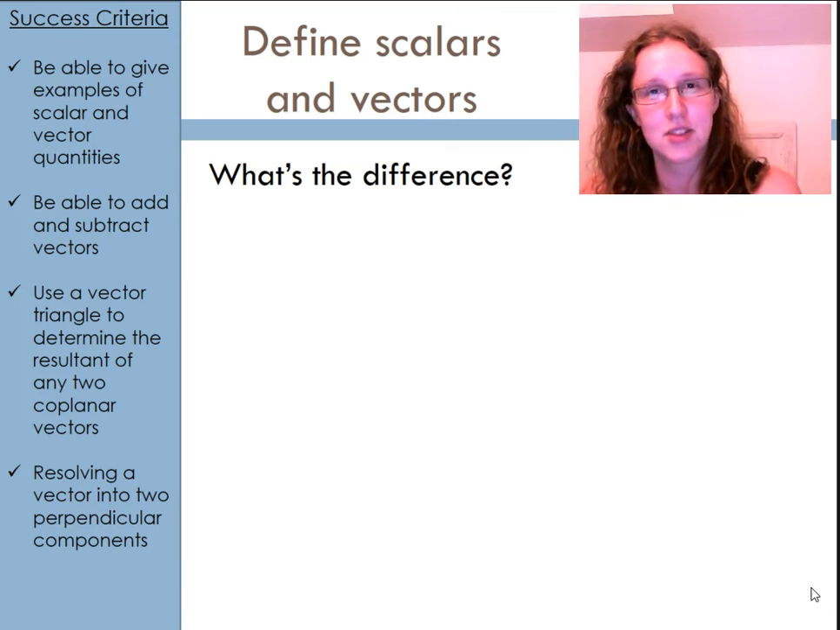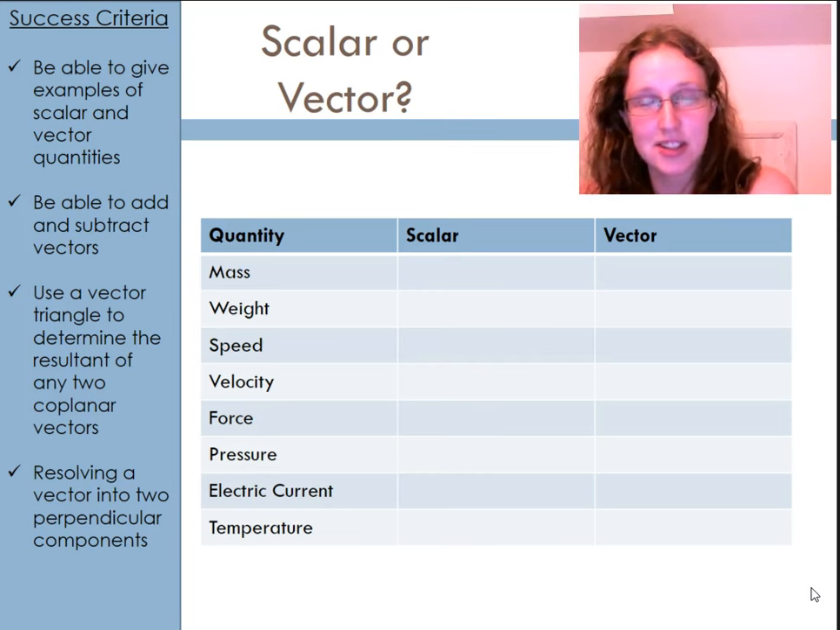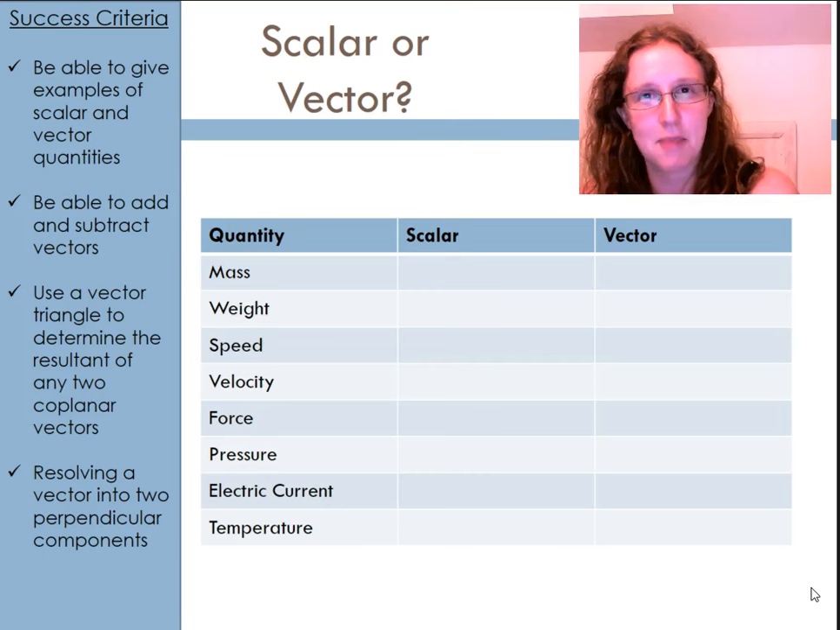So, let's have a look at some examples. Our first one is mass. So, is mass scalar or vector? Does its direction matter? Well, no, it doesn't. It doesn't matter at all. It's just an amount. If I'm asking your mass, I don't ask you what's your mass at 45 degrees to the ground. That doesn't make any sense. So it's definitely a scalar quantity.